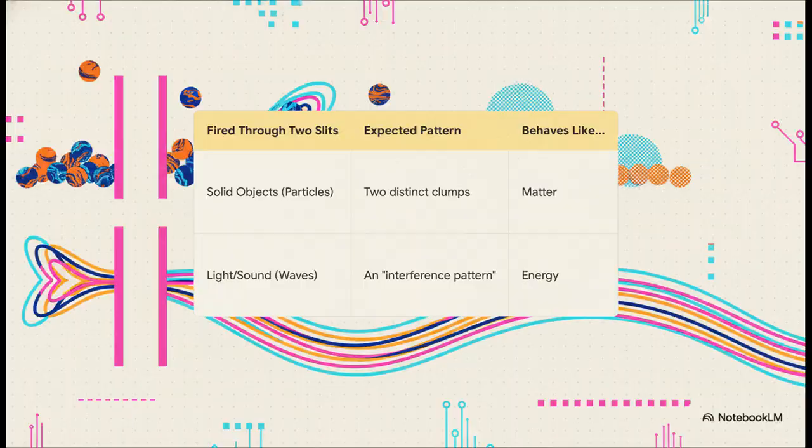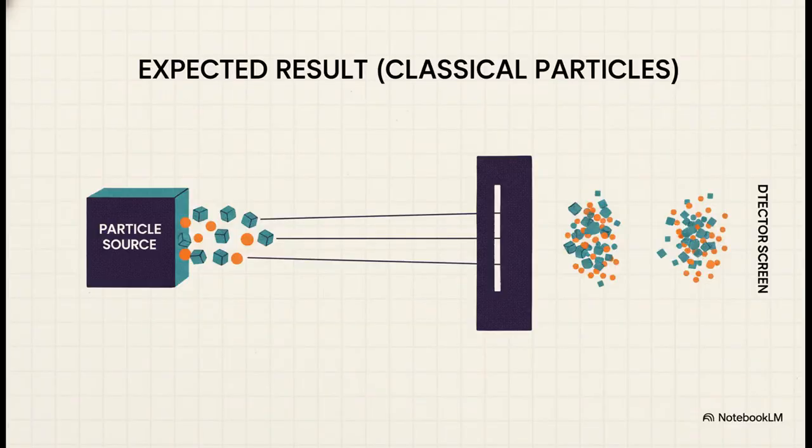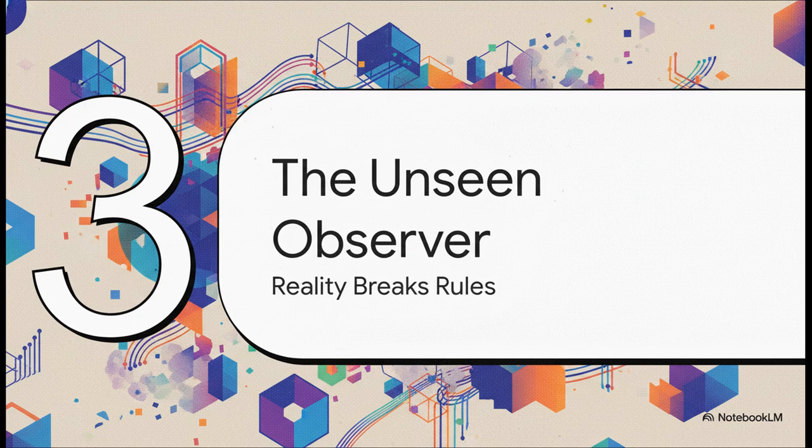Easy enough? So let's be clear. An electron has mass. It's a fundamental particle. It's matter. So if we fire electrons through our two slits, based on everything we know, we should absolutely see two neat, clean lines on the detector. It's just common sense. End of story, right? Yeah, you can probably guess where this is going. What actually happens is anything but common sense.